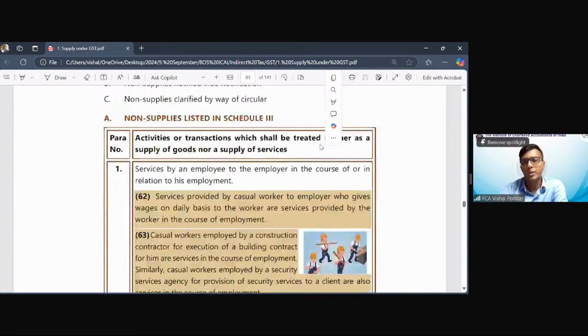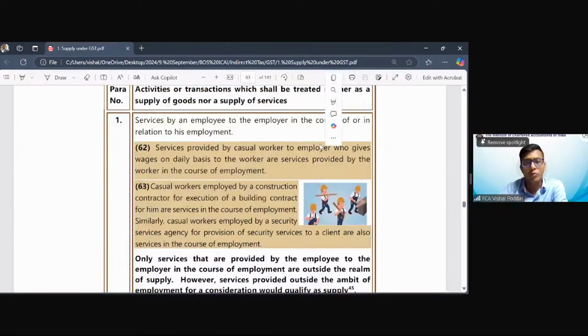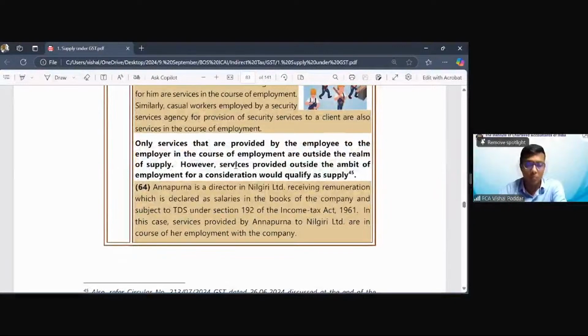First, we go to the Schedule 3 list. Now, the Schedule 3 list covers what type of transactions which are regarded as no supply. First is transaction where the employee gives services to the employer. And what type of service? The service which is in the course or in relation to employment. So where the service given by the employee to the employer is in the course of or in relation to employment, that is job, then whatever job the employee is doing is outside GST. Hence, there is no GST on the salary component.